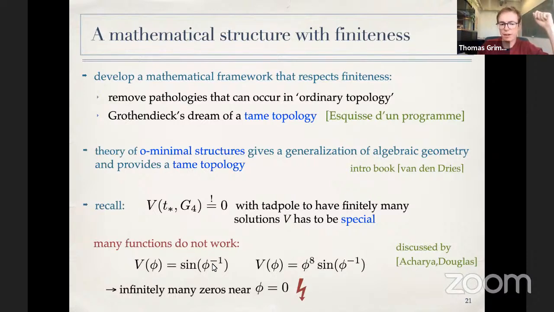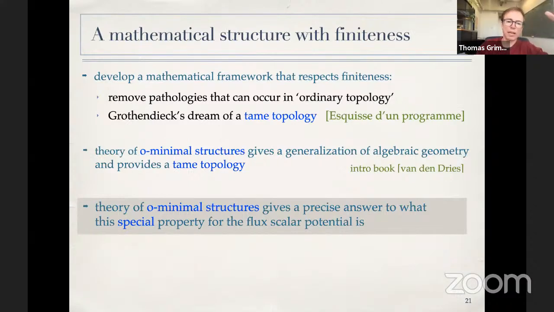You can immediately come up with a function like sine phi minus one, which has infinitely many zeros in an arbitrarily small region of moduli space. And if you would have such a function in such a potential, you have infinitely many vacua, and finiteness is lost. And in fact, what we show is that this never happens. And this geometry is precisely designed in such a way that it kicks out such functions. It forbids such functions, yeah? And the O-minimal structure therefore gives the precise answer: what is the special property of the flux scalar potential?